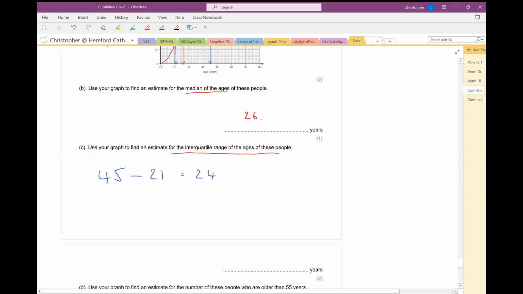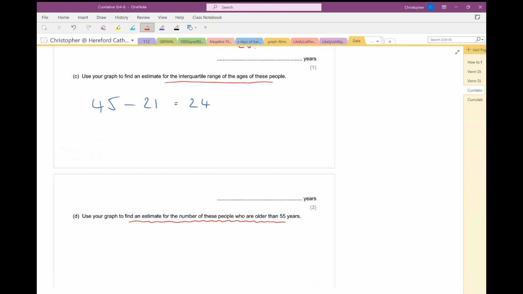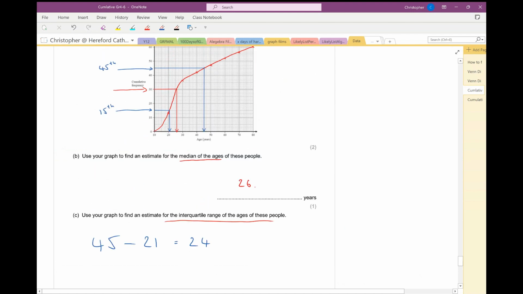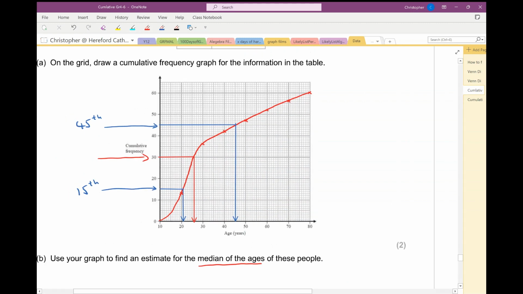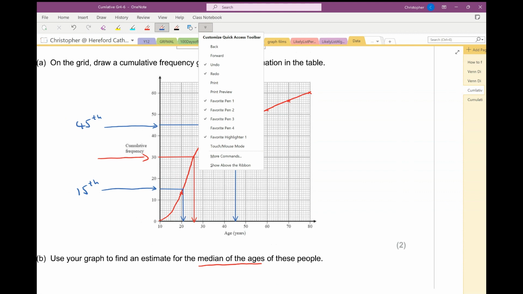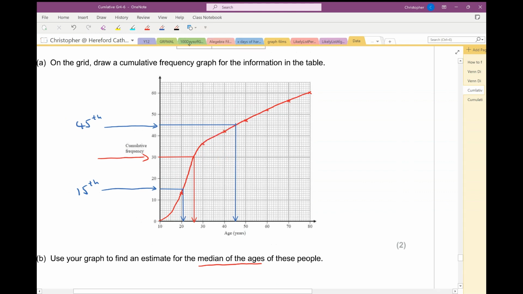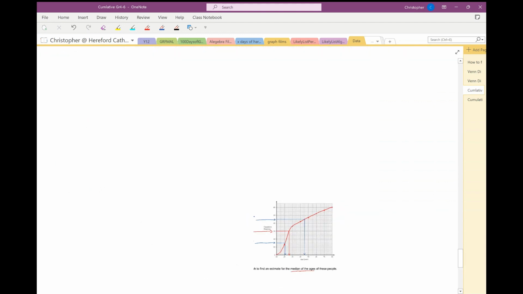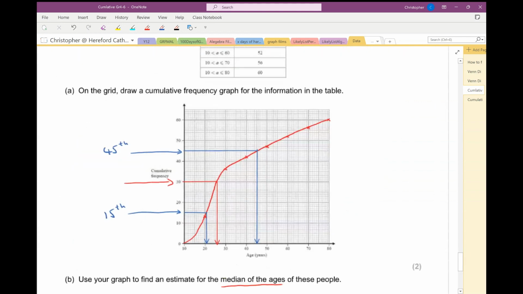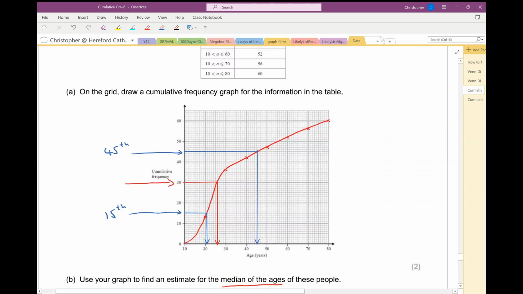Right, last question. Use your graph to find an estimate for the number of these people older than 55. Right, let's have a look. Older than 55. Well, I can use my graph to tell me how many people are younger than 55. So what I'll do is I'll draw a line, find the age of 55. Oh, sorry, it's gone all over the place. Here we go, try again. Right, find the age of 55. That's on the horizontal axis. Draw a line up.